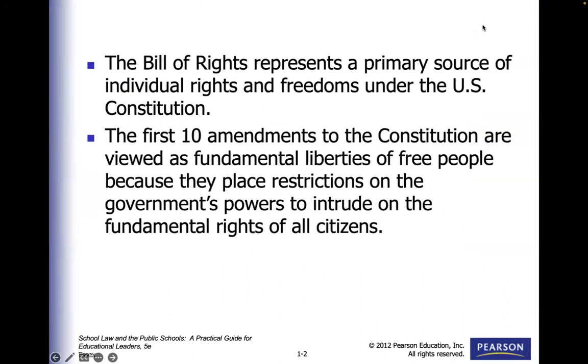Bill of Rights. The Bill of Rights represents a primary source of individual rights and freedoms under the U.S. Constitution. As we know, it makes up the first 10 amendments of the Constitution. They are viewed as the fundamental liberties of free people because they place restrictions on the government's power to intrude on our fundamental rights of all citizens.